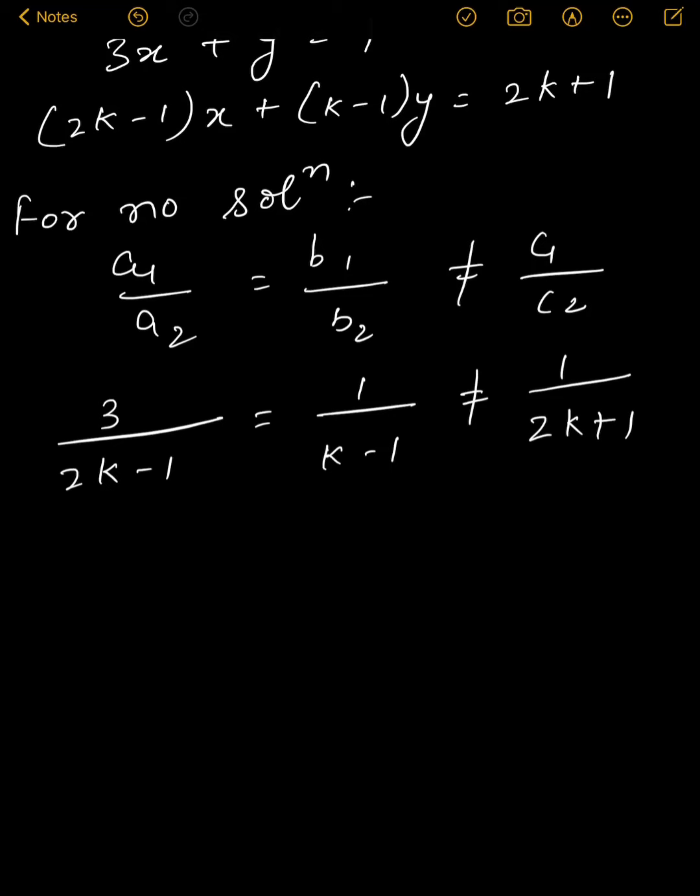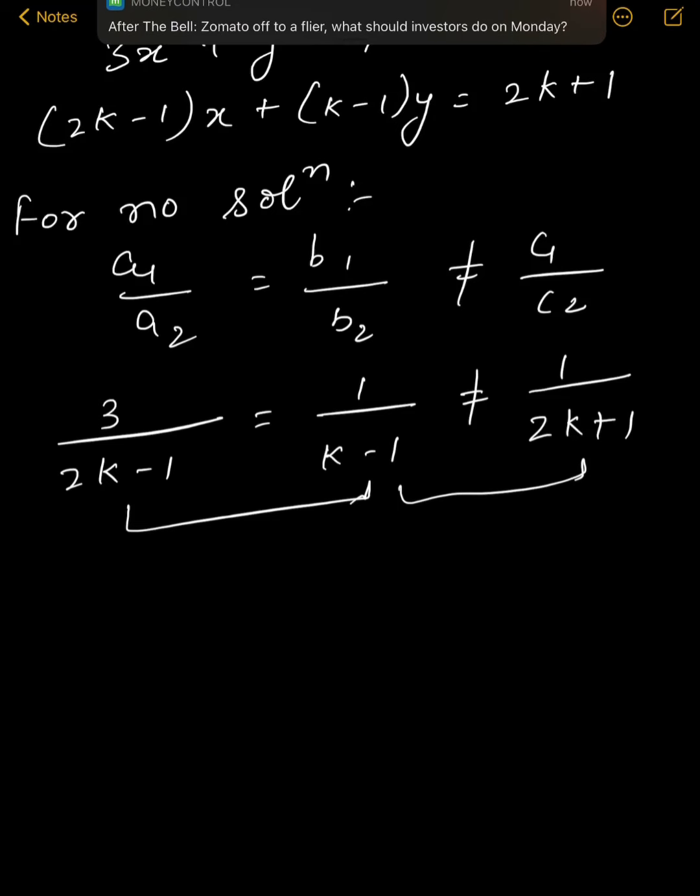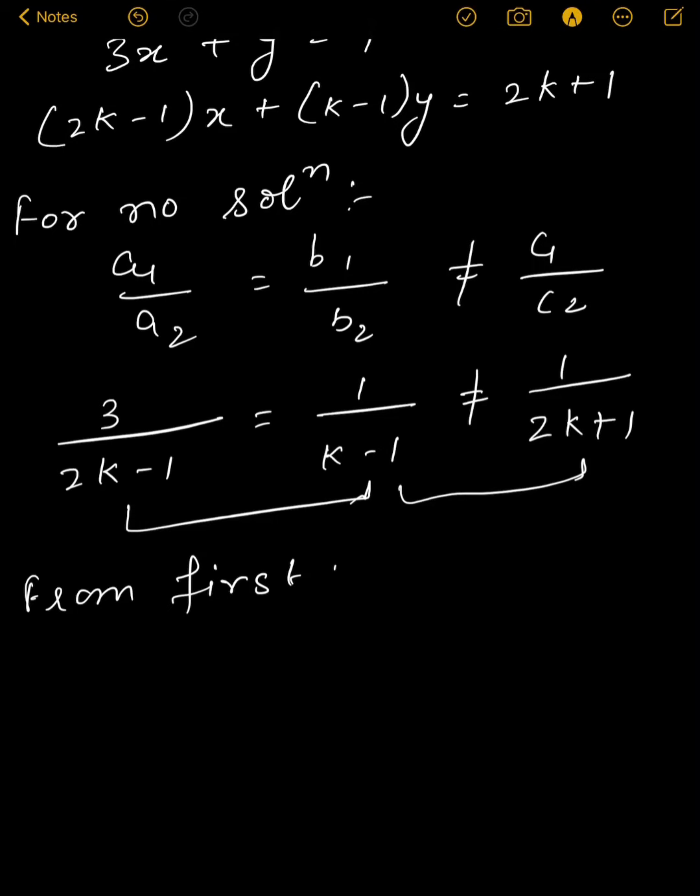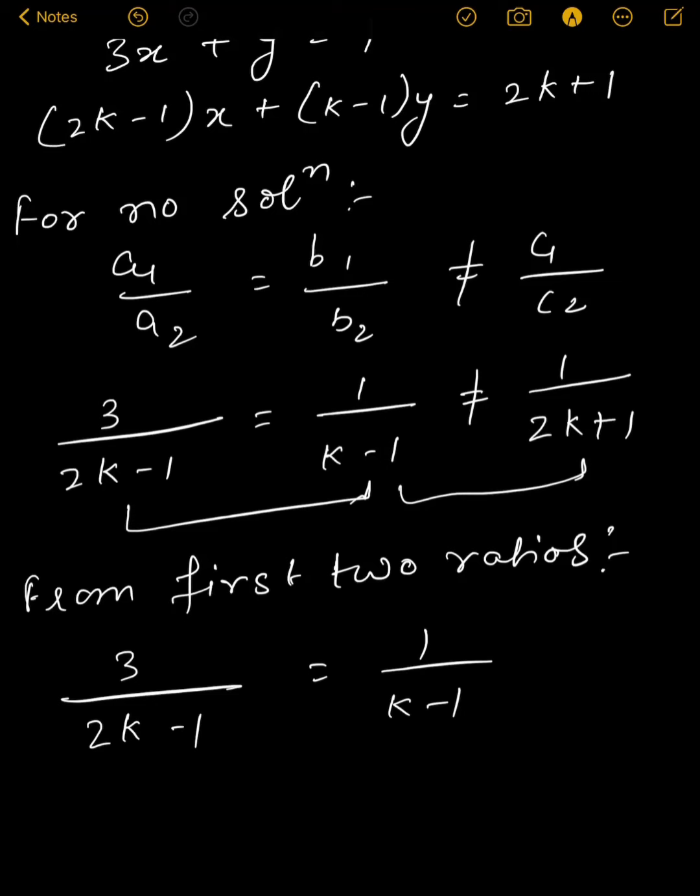So what we will do, we will find k from these two ratios and we will check whether it satisfies the third or not. So from first two ratios, what we get? 3 upon 2k minus 1 is equal to 1 upon k minus 1.